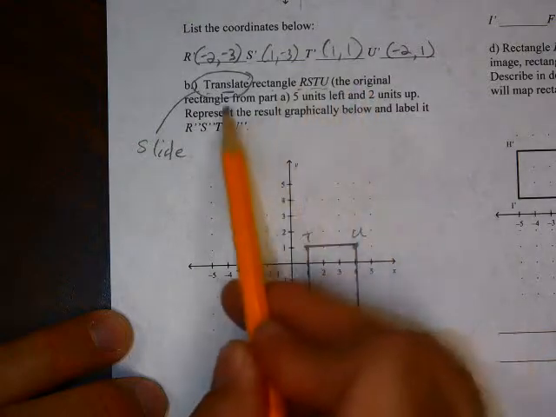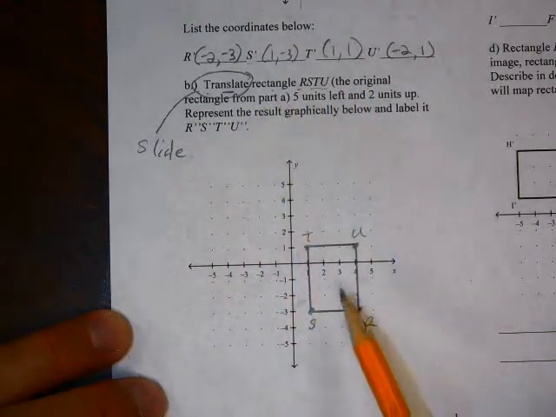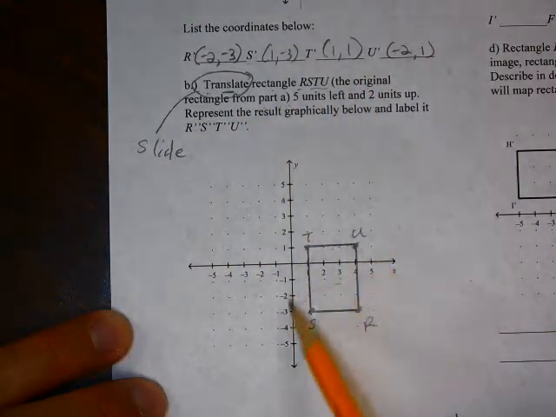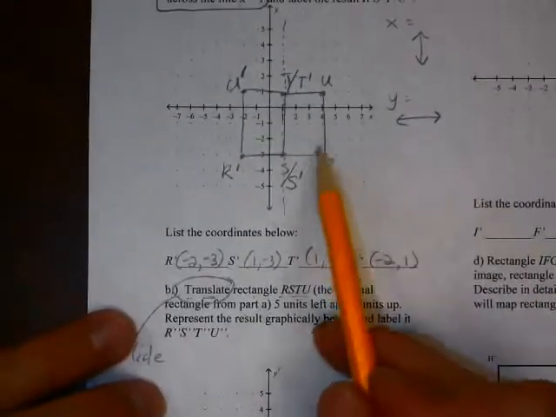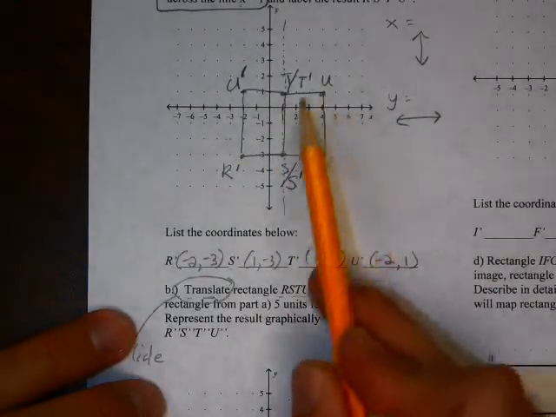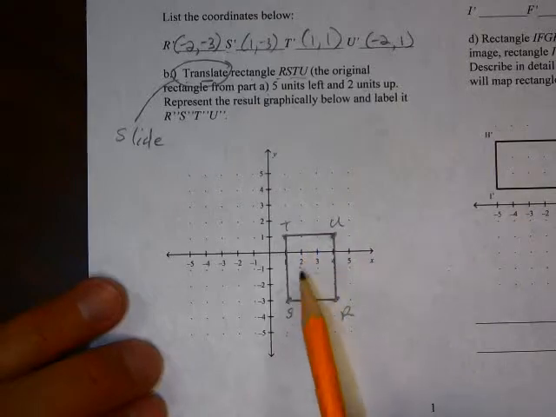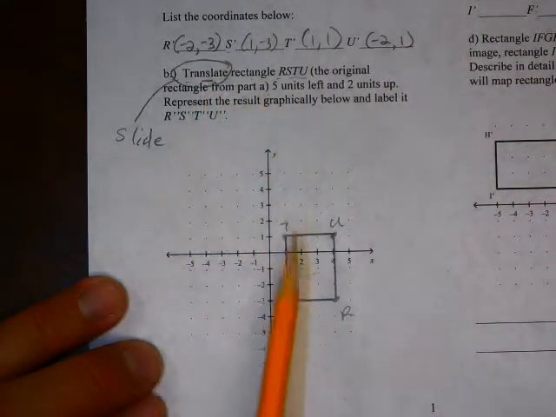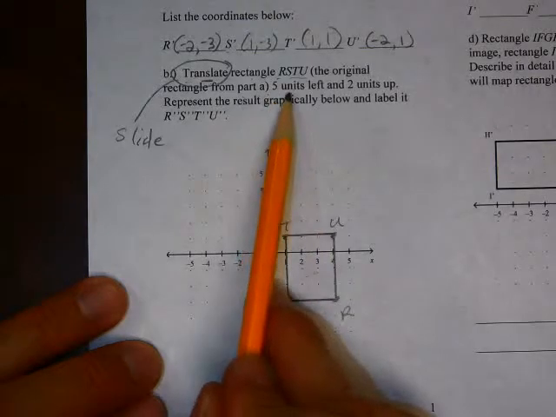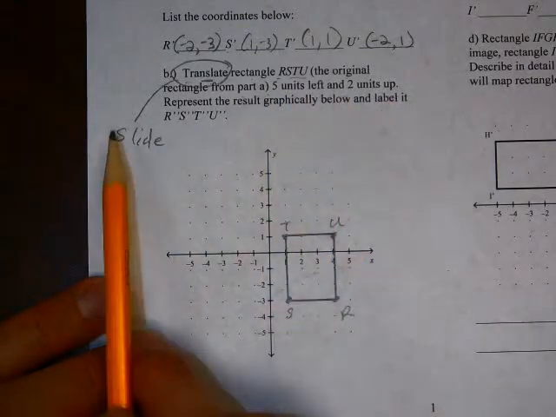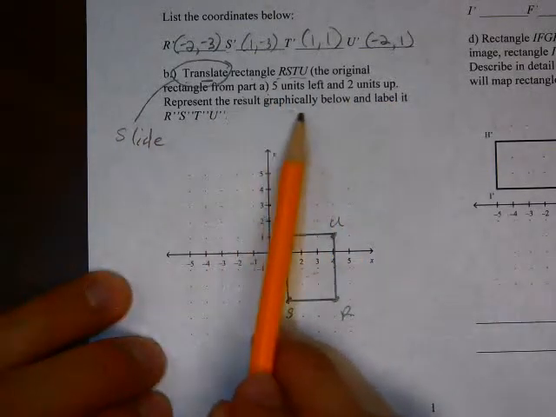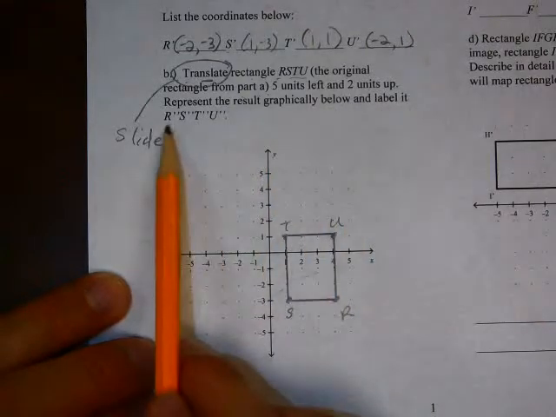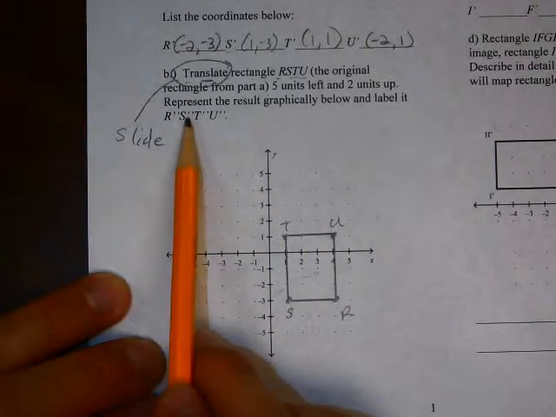RSTU, this is the original rectangle from part A, so I took a second and already graphed RSTU. This is from 1A, there's the original RSTU there. So I just regraphed the same points in the bottom here. Now we're supposed to translate it, or slide this rectangle, 5 units left and 2 units up. Represent the result graphically below and label it, and they've given us the R double prime, S double prime.